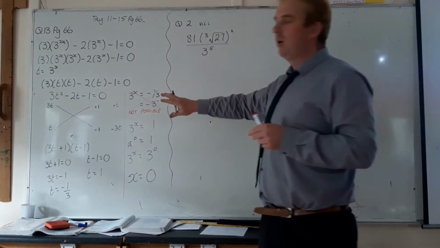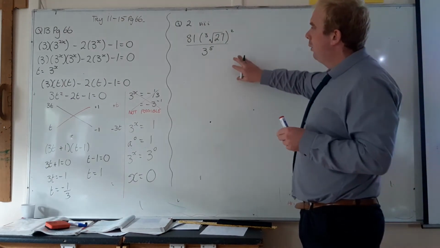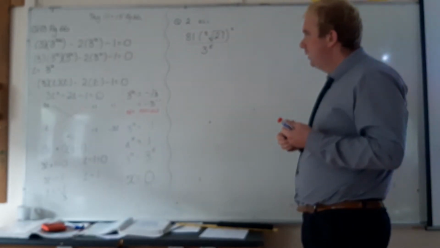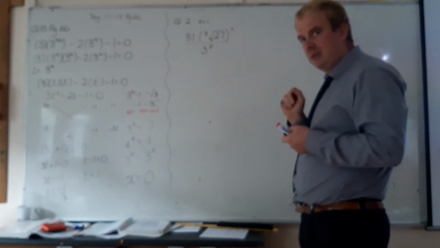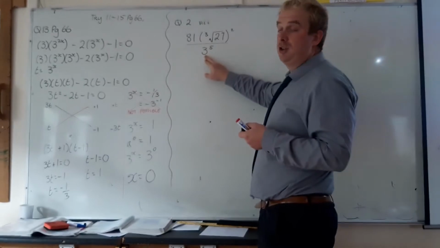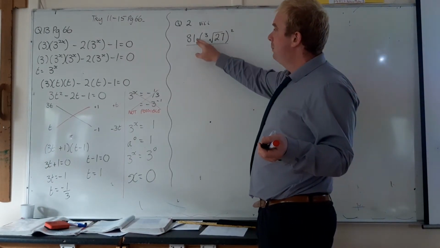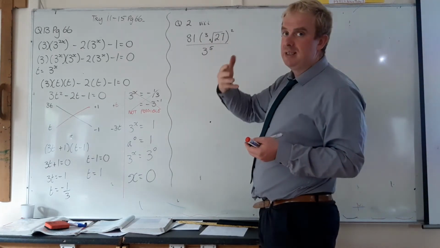Okay, very common question on the paper. Now we're going to look at this one here, which is a different version. Some would argue it's much simpler. The trick here is to spot the lowest base number, and in that case 3 is prime, and this is the lowest base number, 3. I want to break up 81 and 27 into the same base.